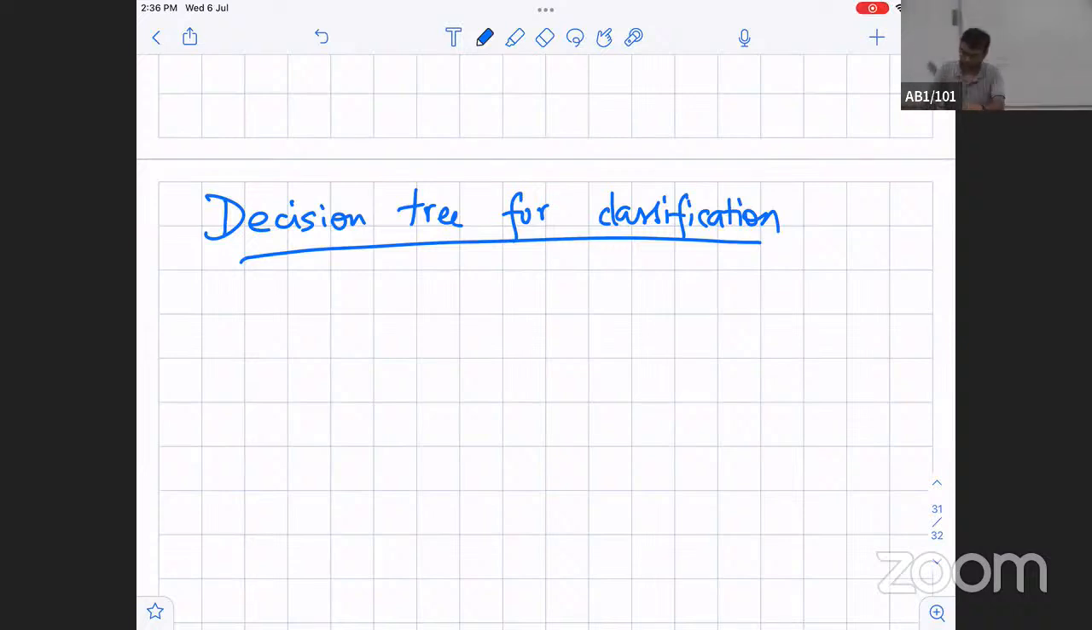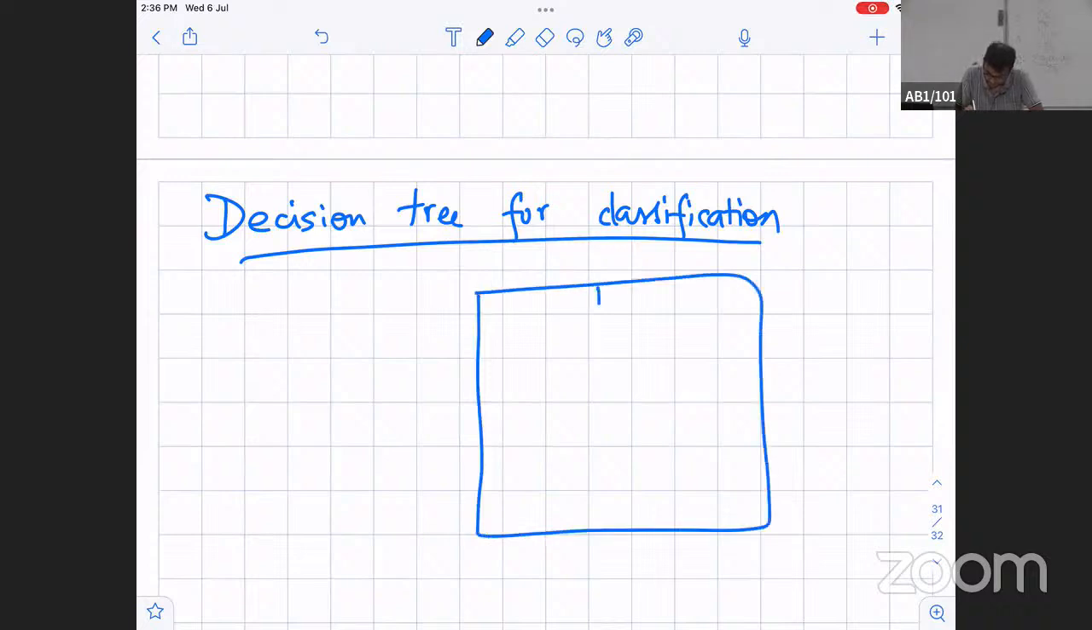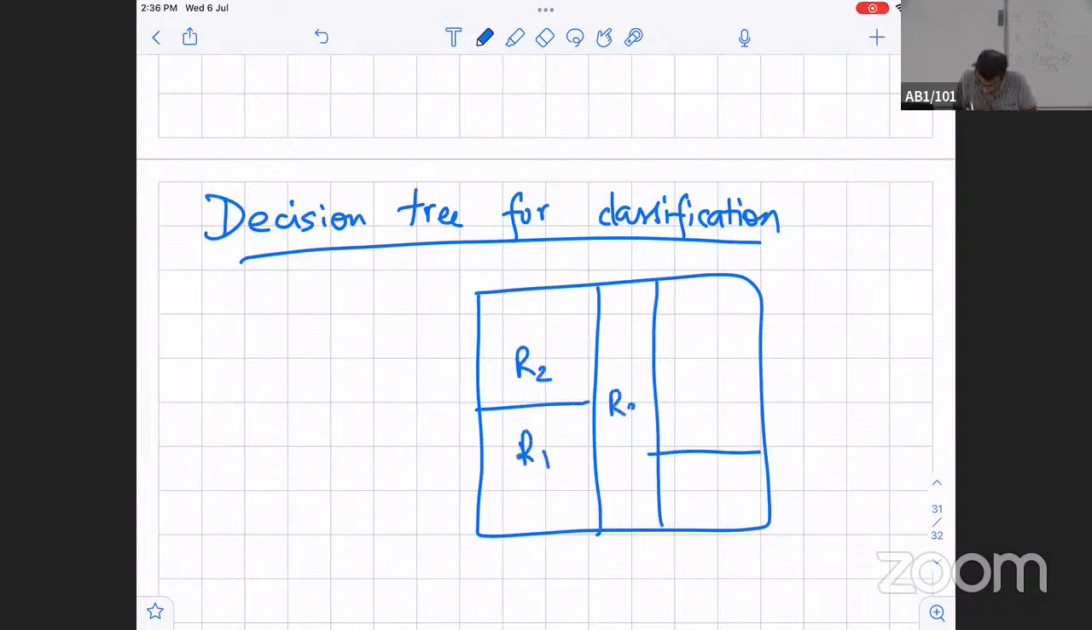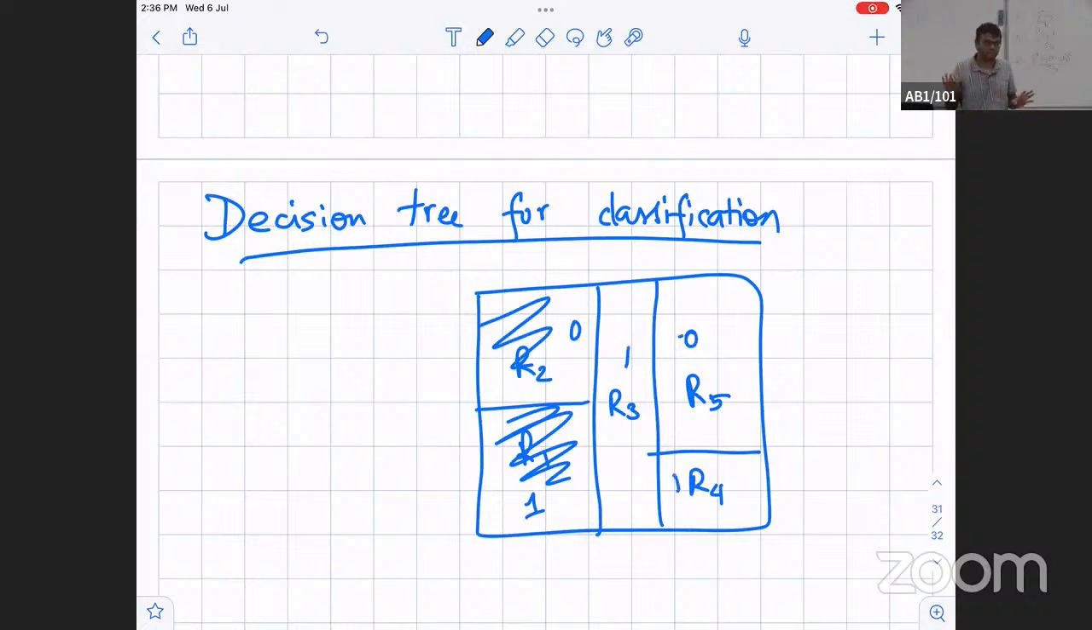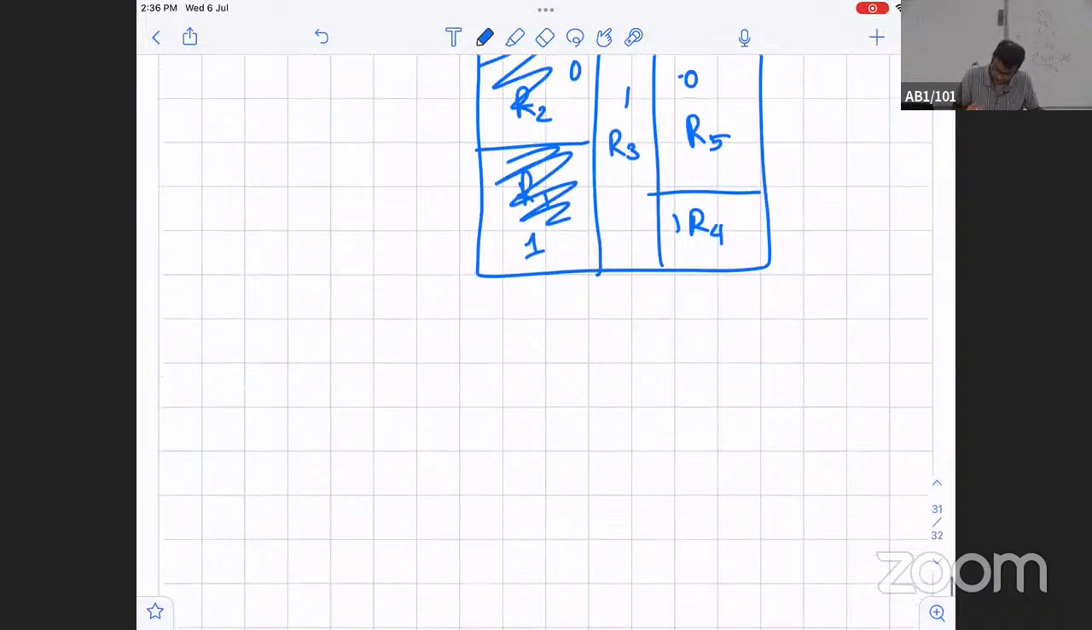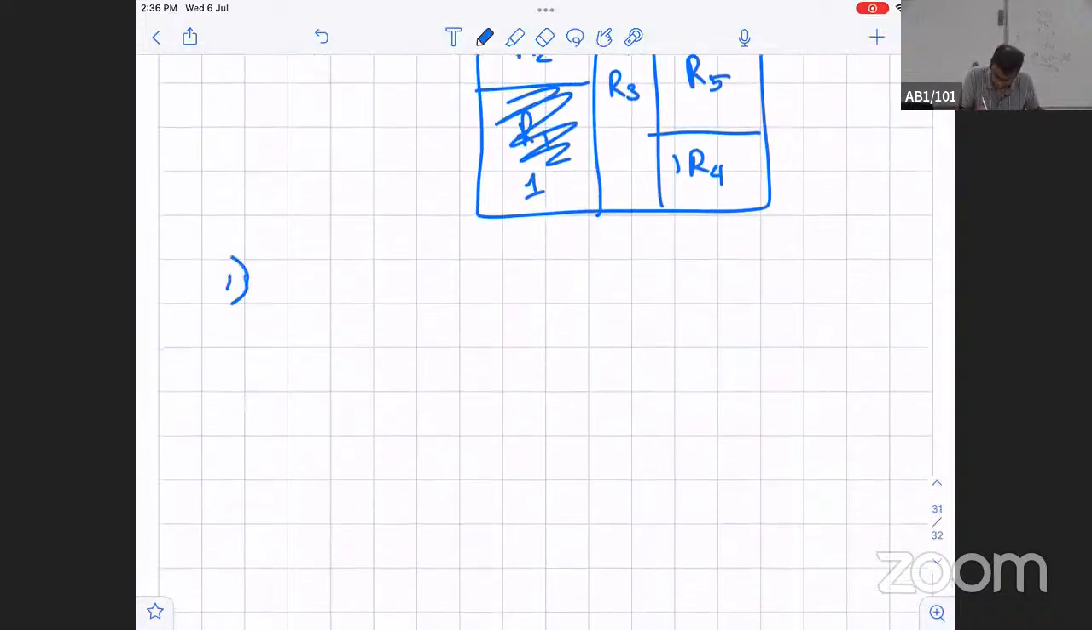Let's take the same example as before. We had something like this, right? For each of the regions R1, R2, R3, R4, R5, you will have one prediction. I may say this entire region is 1, this entire region is 0, 1, 0, something like this. This is the final output in a classification decision tree. The question is still there: which feature to split on?